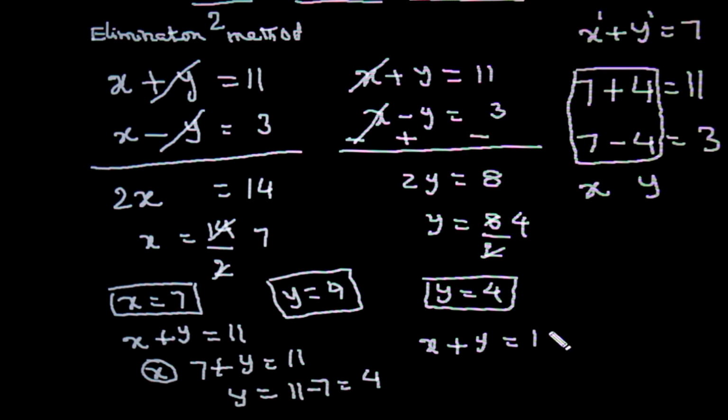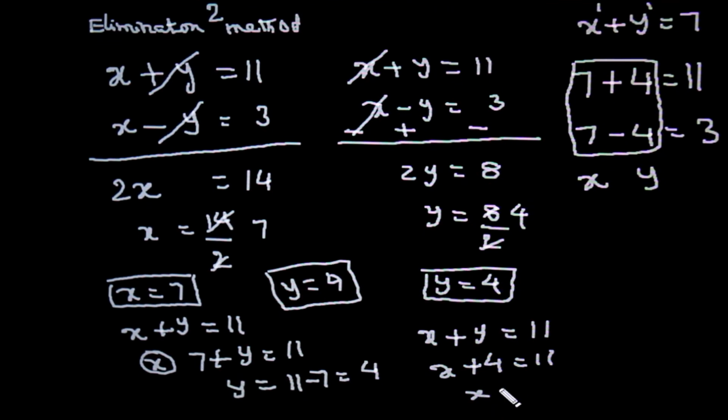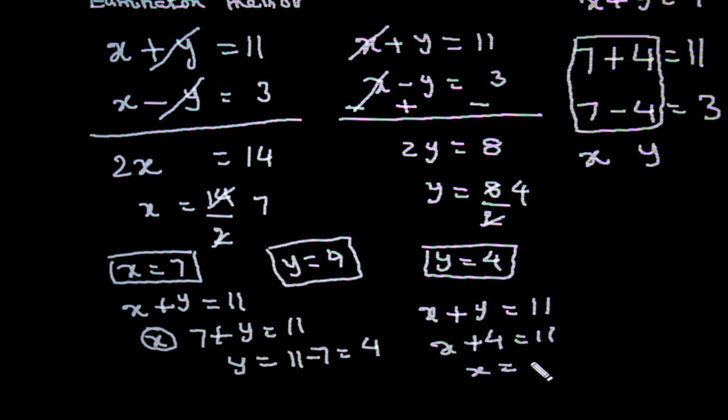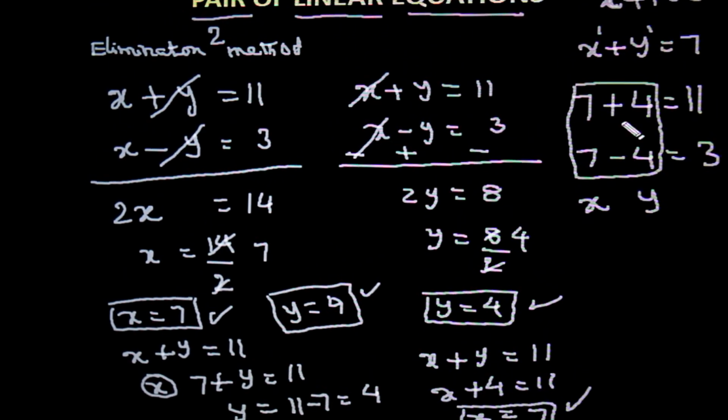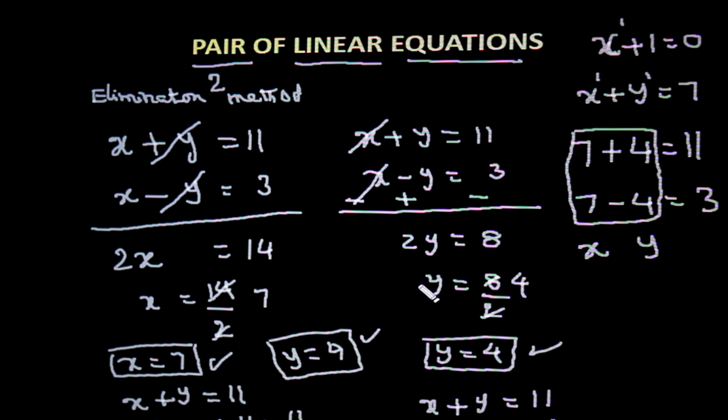x plus y is equal to 11. Then x plus 4 is equal to 11. Then x is equal to 11 minus 4, and 11 minus 4 is 7. x is 7, y is 4. We are getting these two answers. 7 and 4 are the numbers.